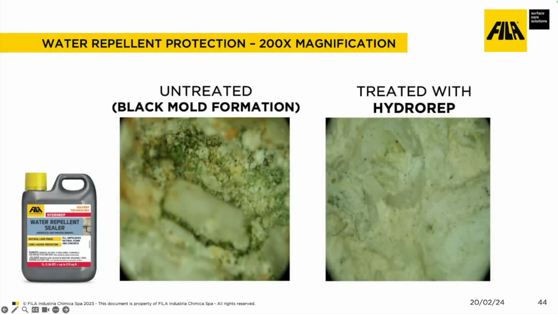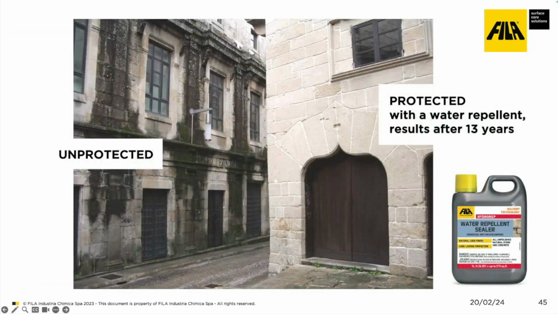Here we have some pictures where you can see an untreated natural stone that is covered with black mold and green mold stains, and the same material that has been treated with Hydrorep, our water repellent sealer, which does not change the stone and does not form mold. And this is the picture of a real case in Spain where you can see the treated and the untreated surface. The untreated is completely black and it is really unsafe for the people that are going to live inside. The protected one instead is really beautiful and well maintained.